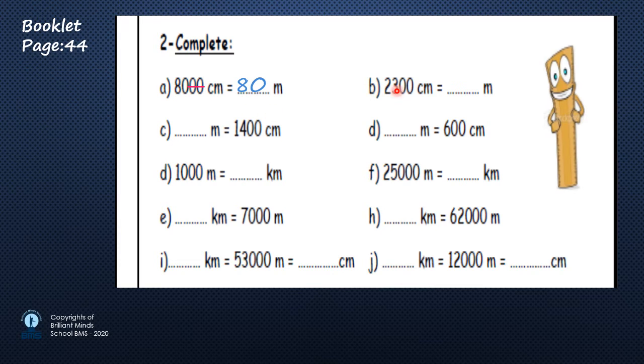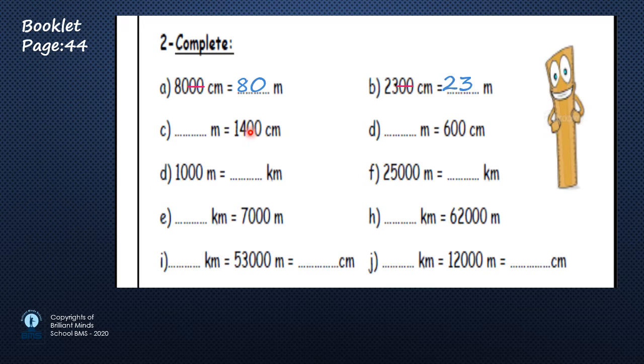Number B, 2300 centimeter equal space meter. Okay, the completed part. First part or second part? First part. So we're gonna start from 2300 centimeter. I'm moving from centimeter to meter. From small to big, divide. So I'm gonna cancel zeros. How many zeros we gonna cancel? 2 zeros. So what left? 23. So put 23 in the space.